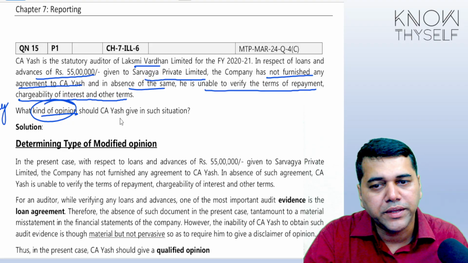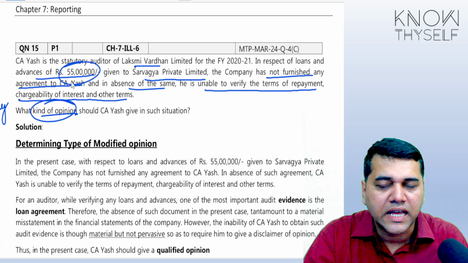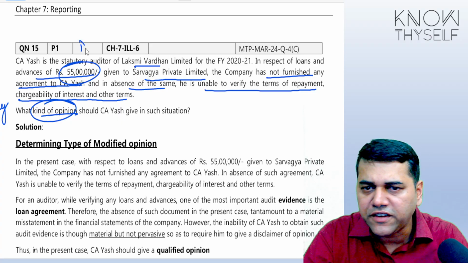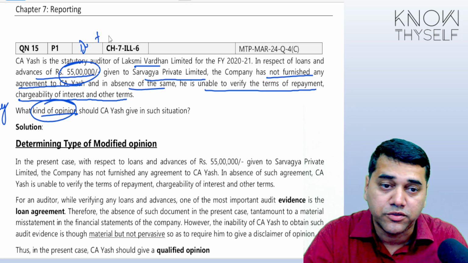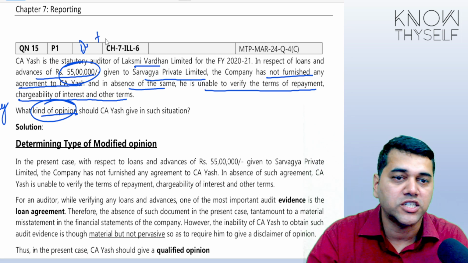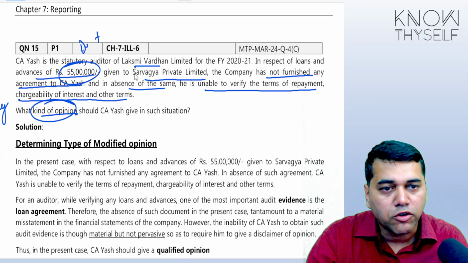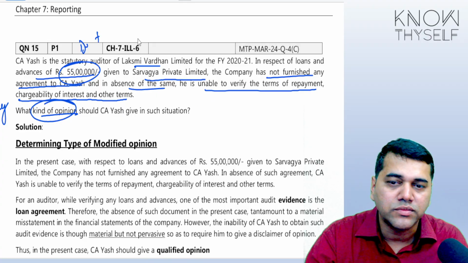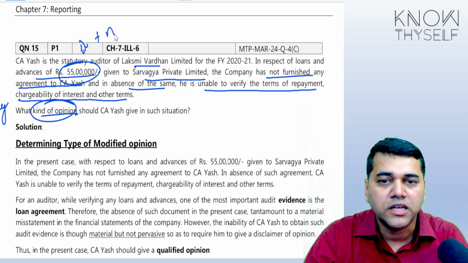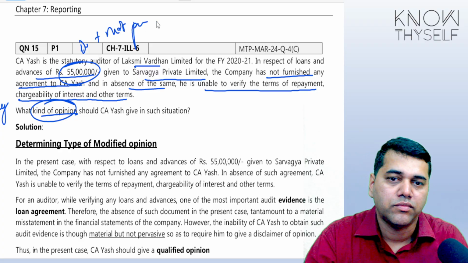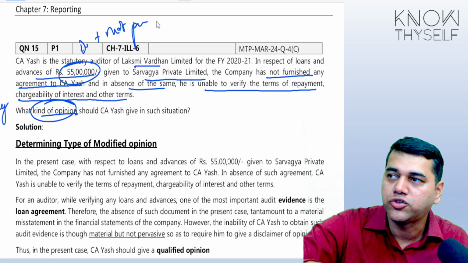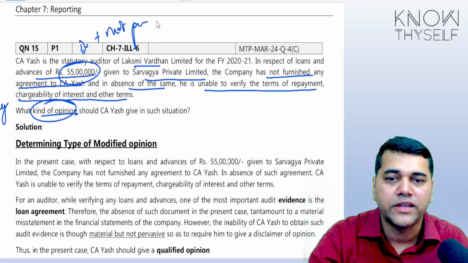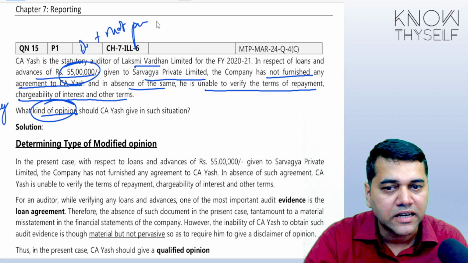Now, what kind of opinion will you give? The amount is 50 lakhs. Is it material? Definitely it must be material, but is it pervasive? Here we may have to make a judgment. Since they have not given us the information, we can assume that this must be material, but not pervasive, because they didn't tell us that this amount accounts for 85% of the total of the liability side. No, they didn't tell that.